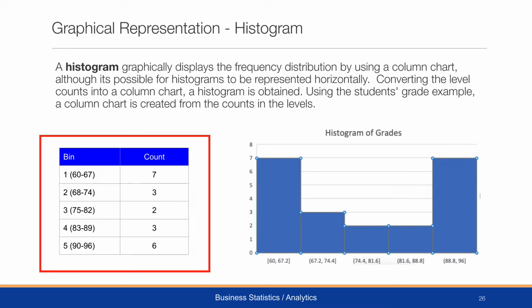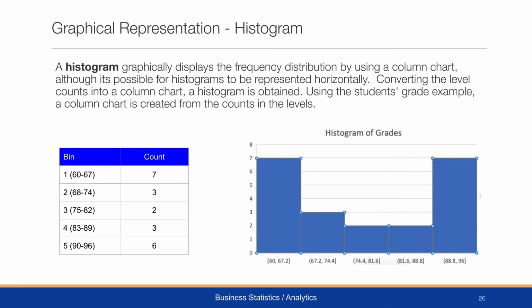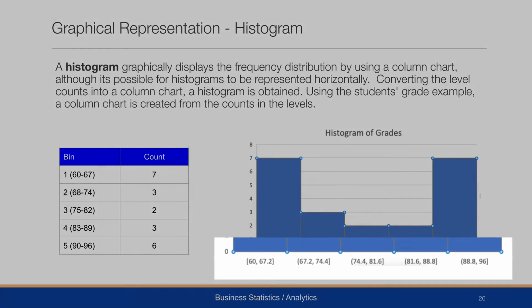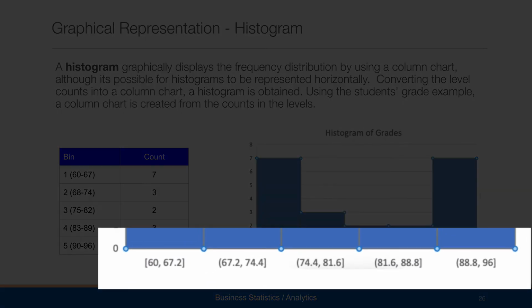So we have our bin 1, 2, 3, 4, 5, which are ranged 60 to 67, 68 to 74, and so forth. And we have our counts 7, 3, 2, 3, and 6, which are the counts represented in the bar chart. You're going to notice at the bottom here, this histogram has 60 to 67.2, and that's because this chart was created in Excel, which automatically creates the bins for you. Again, we'll show you that in the Excel video, but this concept is still the same.